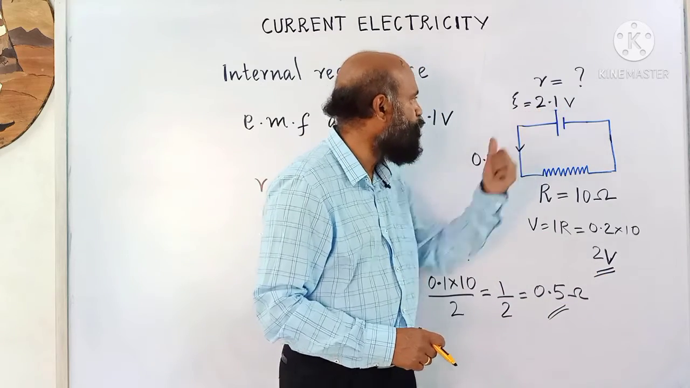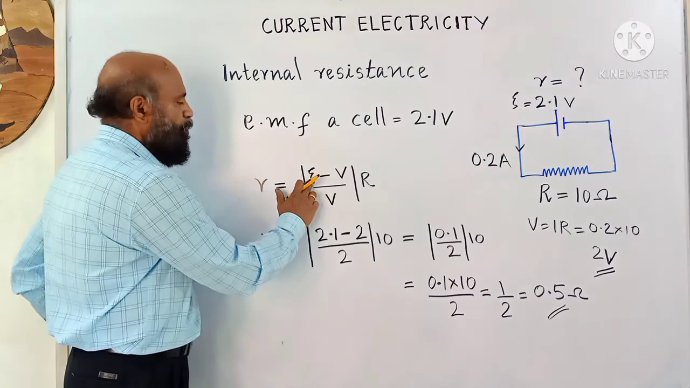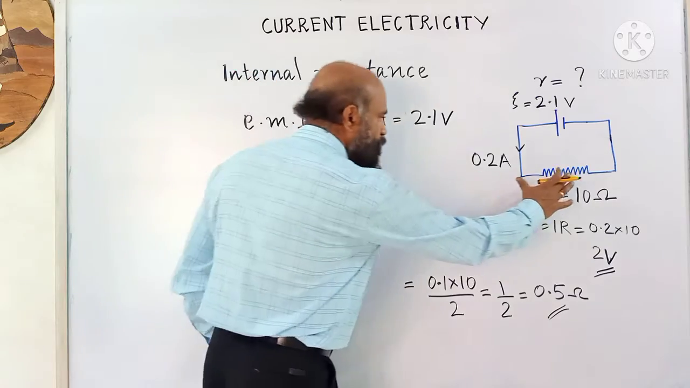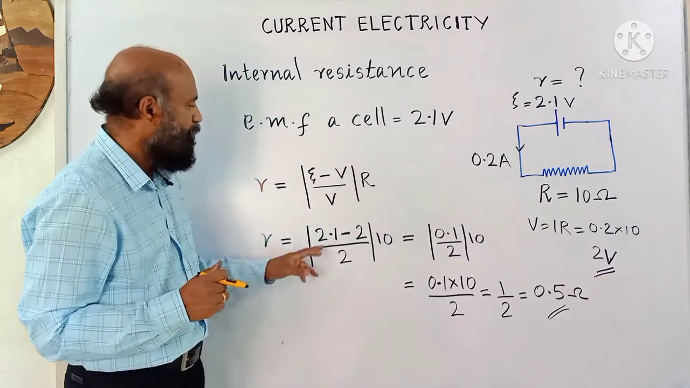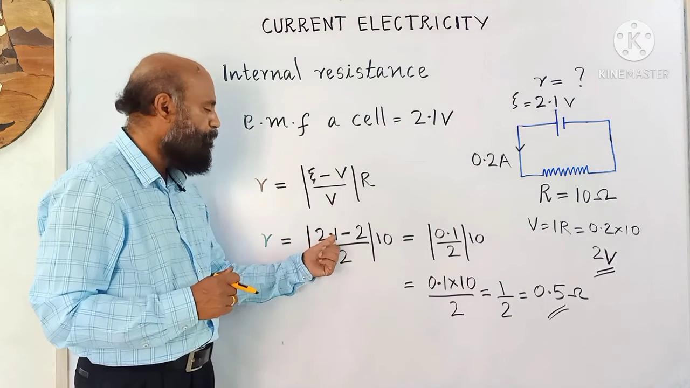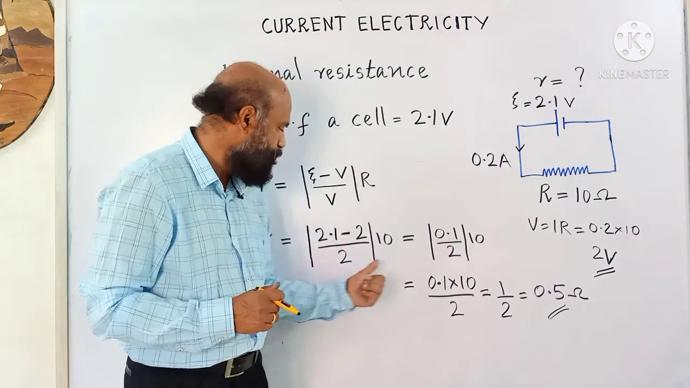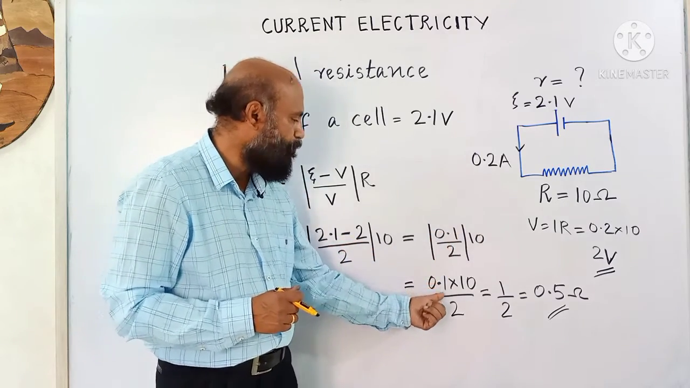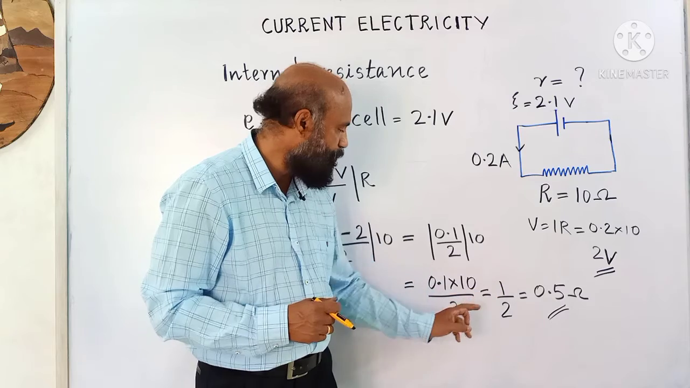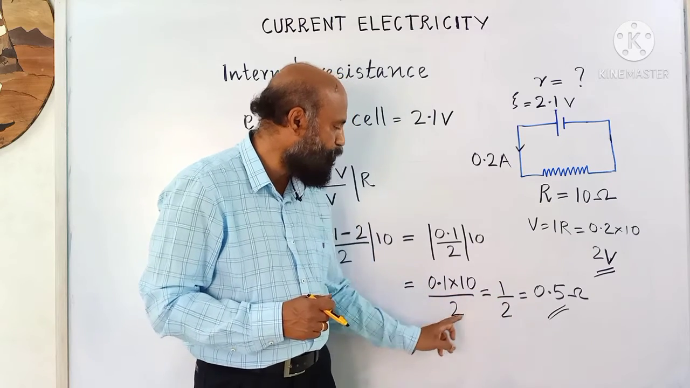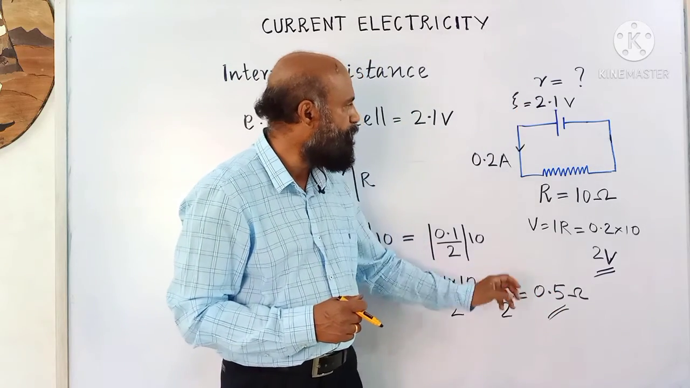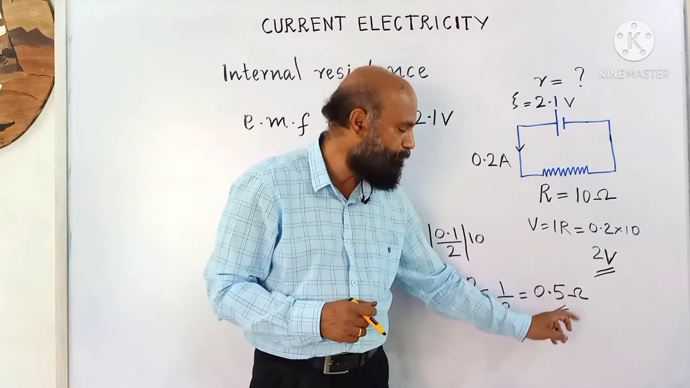EMF of the cell is 2.1. So we can substitute EMF of the cell 2.1 minus potential difference across this resistance, 2, divided by V. So we can substitute 2. Then 2.1 minus 2 is 0.1 by 2, and when you take the modulus, 0.1 by 2 into 10. 0.1 into 10 is 1, then that is to be divided by 2. So 1 by 2, that is 0.5 ohm. The internal resistance of this cell is 0.5 ohm.